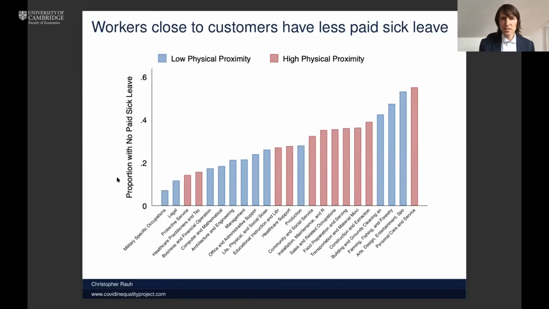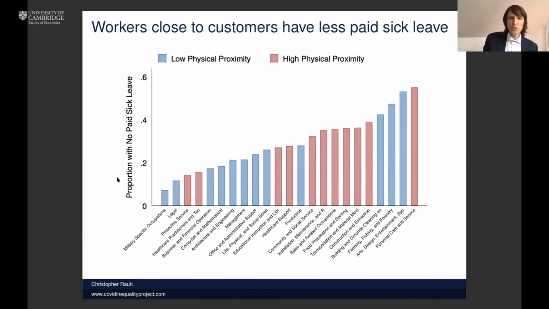Now, the other thing that is important to highlight here is that the red bars are people who are working in close proximity to customers and clients. And if you look at occupations such as personal care and service or food preparation and serving, so people that work close to customers, they're relatively unlikely to have access to paid sick leave topped up by their firm.